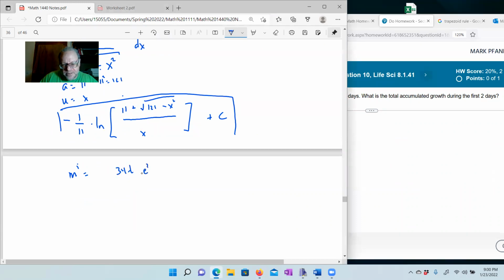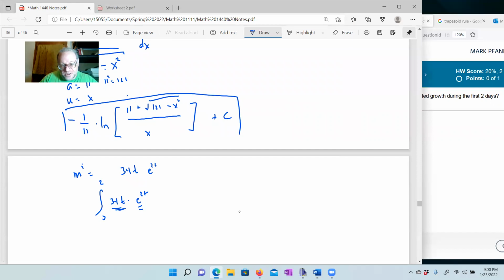34t e to the 2t, right? So we have to integrate this. We're going to integrate this from 0 to 2, 34t times e to the 2t. Notice I've got a polynomial thing times an exponential. That's a prime case for integration by parts.